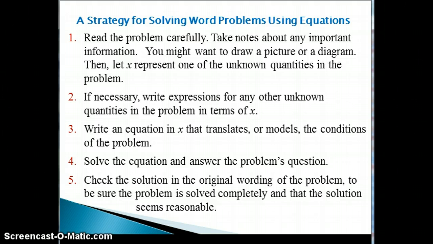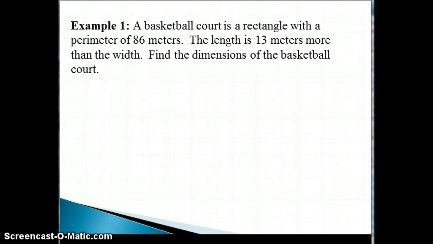Let's use a strategy to solve a couple geometry problems. The first example reads, a basketball court is a rectangle with a perimeter of 86 meters. The length is 13 meters more than the width. Find the dimensions of the basketball court.